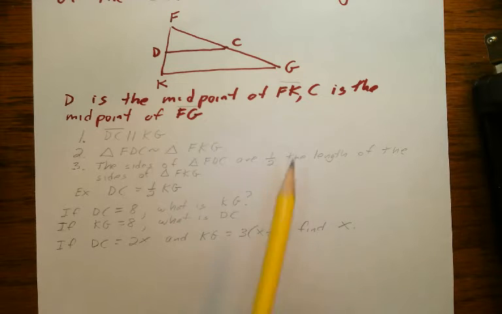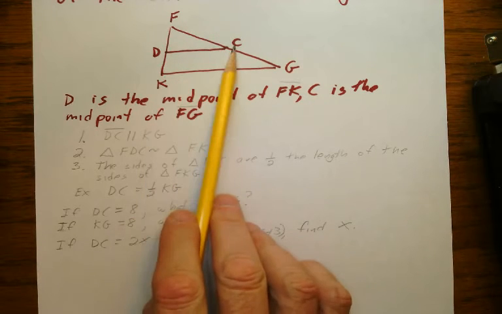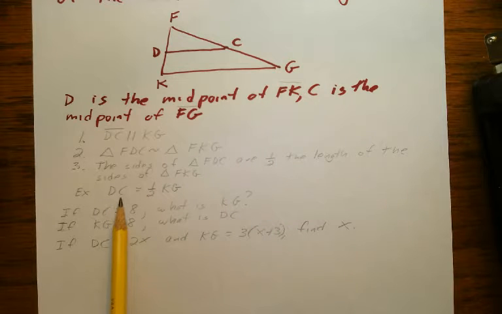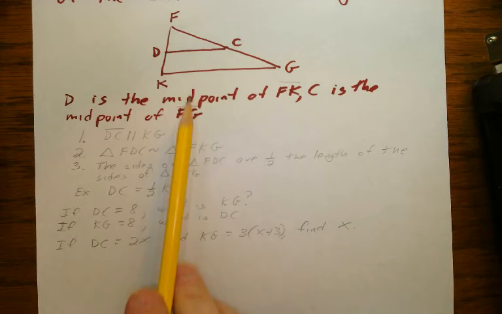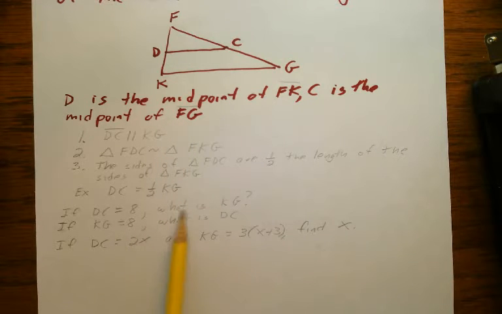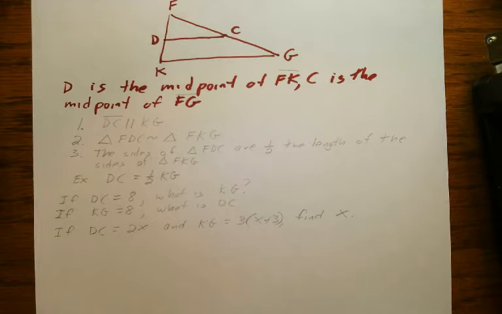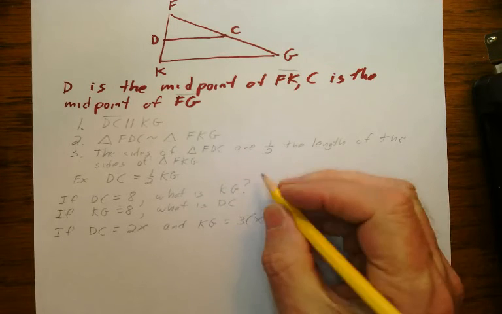So, for example, DC, which corresponds to KG, DC is half of KG. This length here is half of that length there. So if DC is 8, what is KG? Well, DC is half of KG. 8 is half of what? 8 is half of 16.